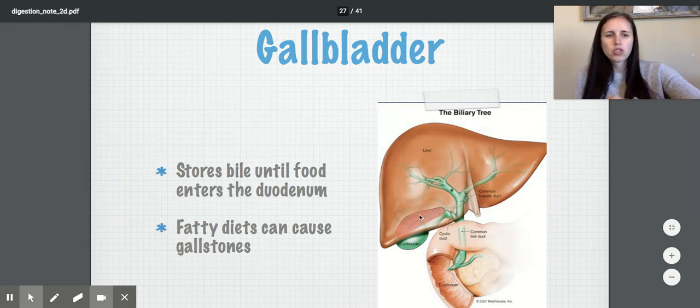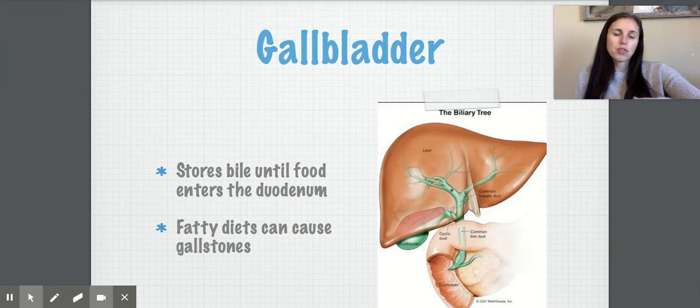So the liver is great at producing bile. The liver is not great at storing bile. There's nowhere within the liver to store bile. So what the gallbladder does is it's attached to the liver and it stores the bile. So the liver creates the bile, the gallbladder stores the bile, and the gallbladder is actually what's going to release the bile into the small intestine through this small bile duct here. So the bile duct is actually what's going to release the bile, and that's part of the gallbladder.